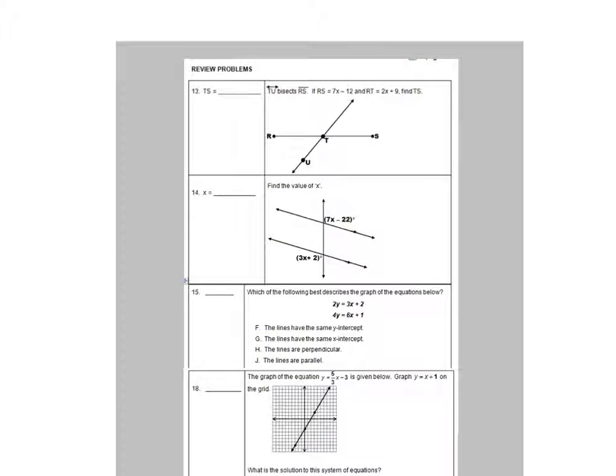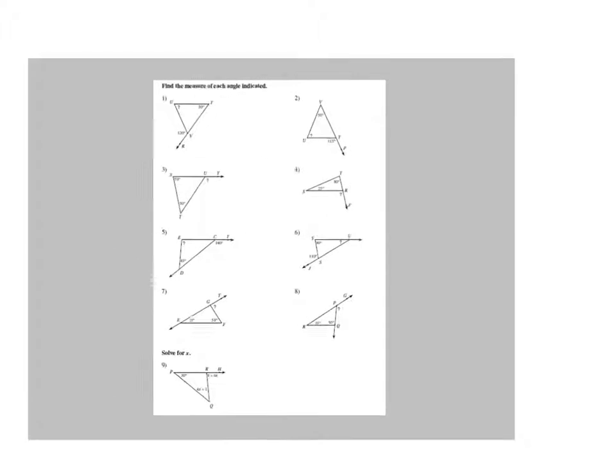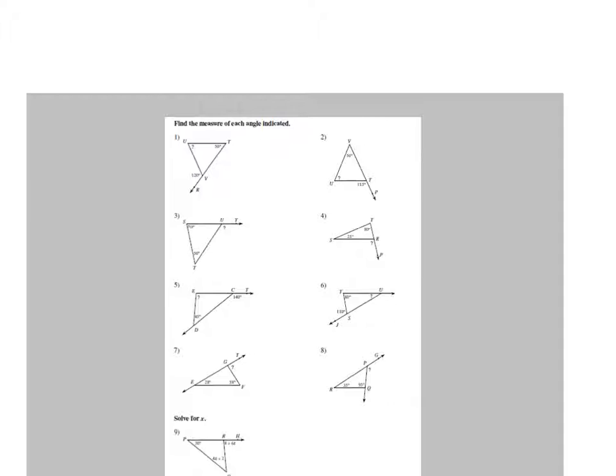And then we have a couple of review problems. And then exterior angles. Remember the two inside are equal to the one outside. And we don't use the one next to it. And those are listed there.